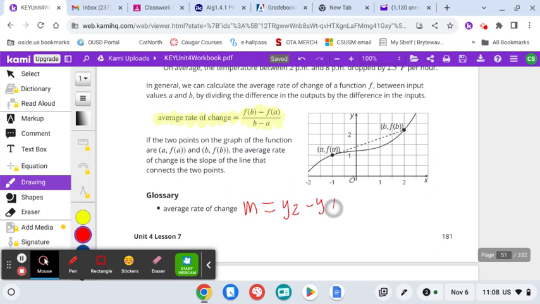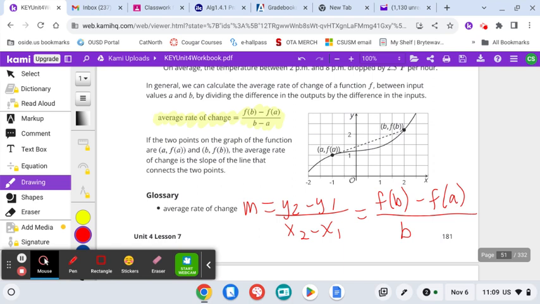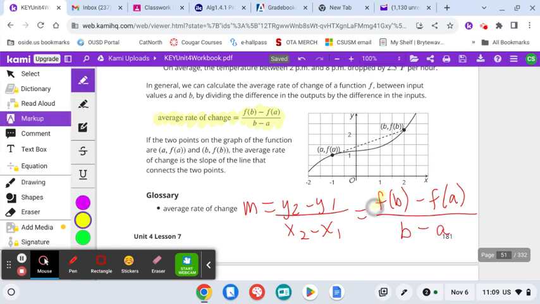Y2 minus Y1 over X2 minus X1 is now going to get put into function notation. The output of B minus the output of A over the input of B minus the input of A. And this is now our grown-up Algebra 1 function notation for the average rate of change. Used to be known as the slope. Still the same. Okay, how'd you do? Please make sure you highlighted that.